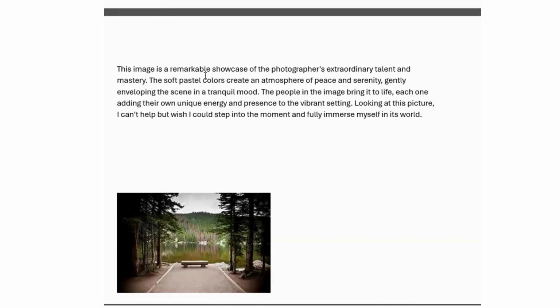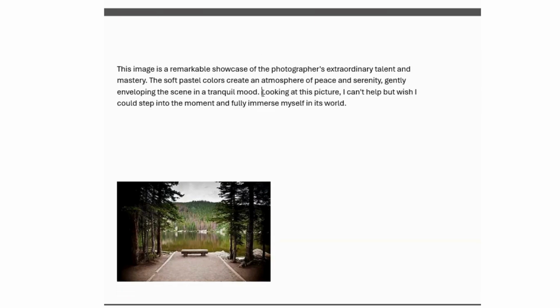Okay, so here are the soft pastel colors. We first praise the photographer. There are no people here. Why did I put that there? So, of course, we can remove this sentence from here, and we can talk about the emptiness of this place because there is no one there. There's a bench and nobody's there.